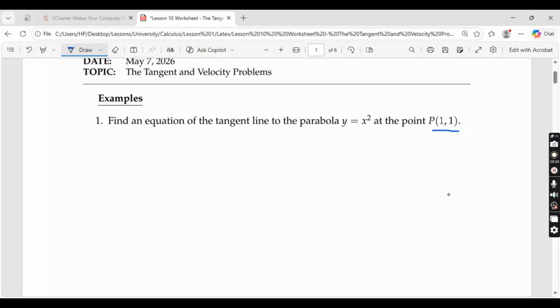It's MPQ, because we need another point, is equal to y2 minus y1 over x2 minus x1.